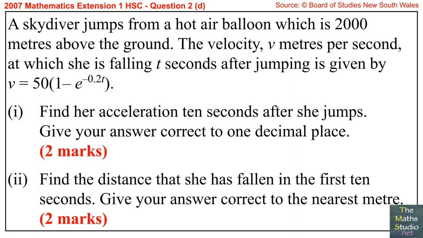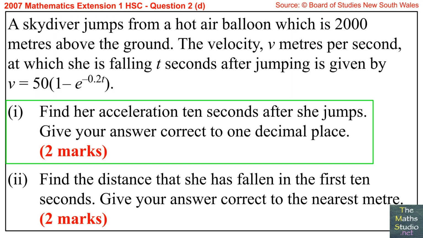Question 2, Part D. A skydiver jumps from a hot air balloon which is 2,000 meters above the ground. The velocity, v meters per second, at which he is falling t seconds after jumping is given by v equals 50 times (1 minus e to the power of negative 0.2t).